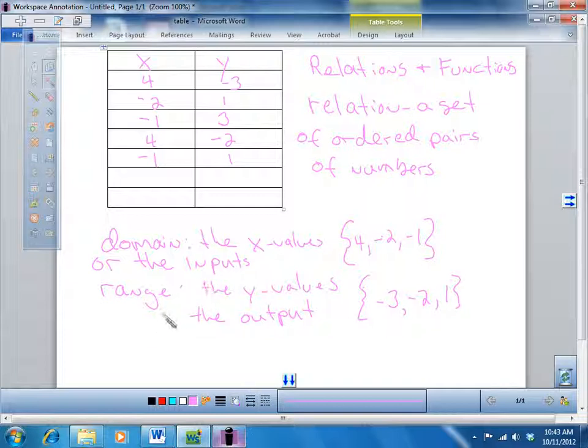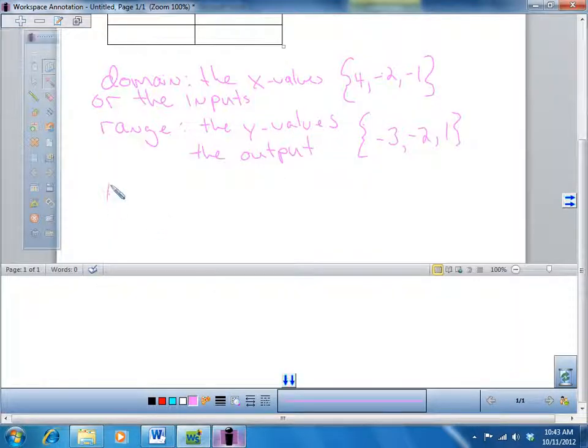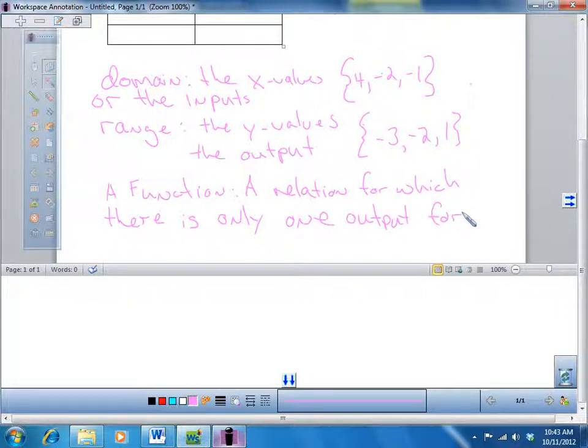And then they have this idea of a function. So I'm going to go down and write a function. A function is a particular type of relation for which there is only one output for each input.